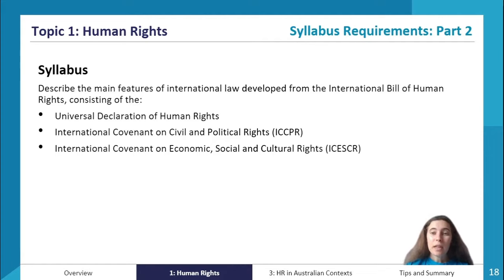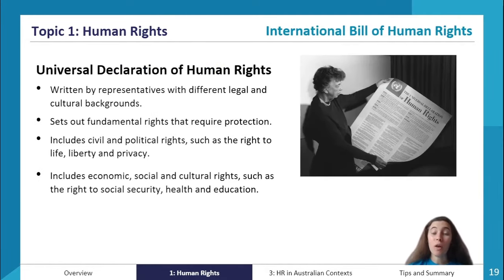So the next section of the syllabus, you need to be able to describe the main features of international law that are developed from the International Bill of Human Rights. And we've got a few different aspects to look at here. So let's go through each of these. First of all, the Universal Declaration of Human Rights.